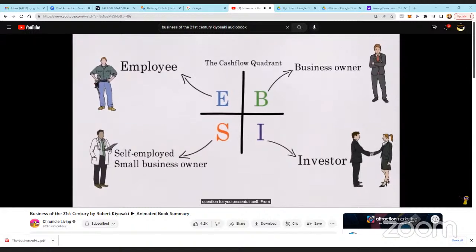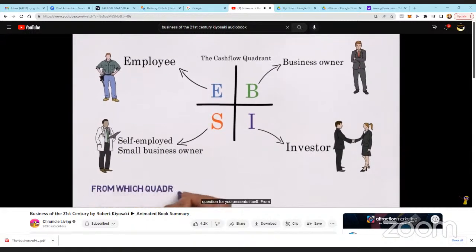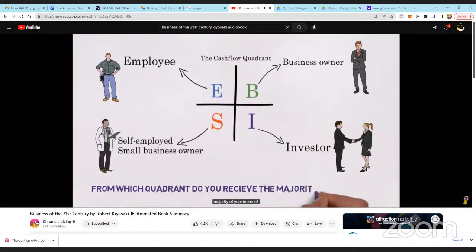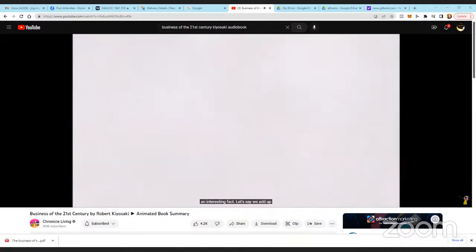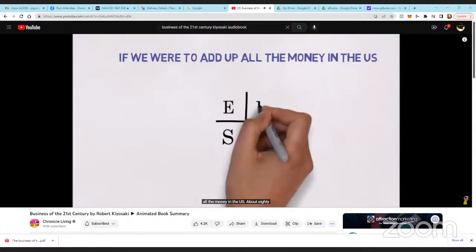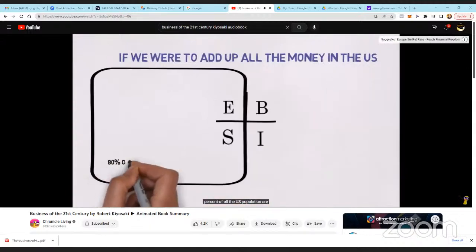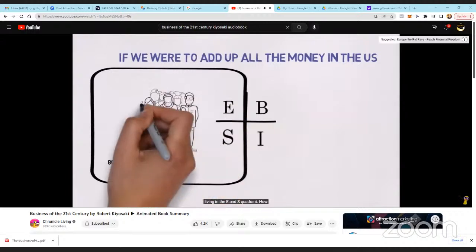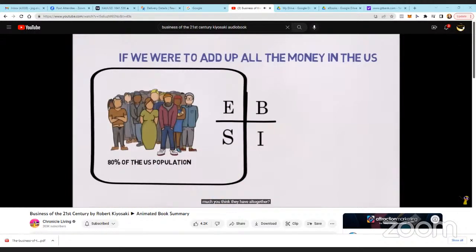So then the real question for you presents itself. From which quadrant do you receive the majority of your income? As you think about that, let me share an interesting fact. Let's say we add up all the money in the US. About 80% of all the US population are living in the E and the S quadrant. How much do you think they have altogether? Did you know they have only 20% in total of all the US money?